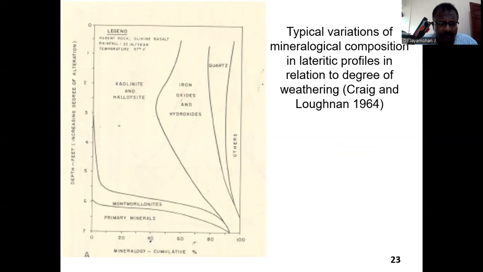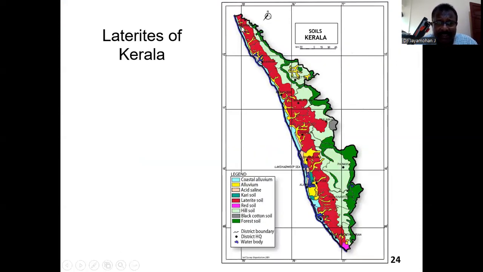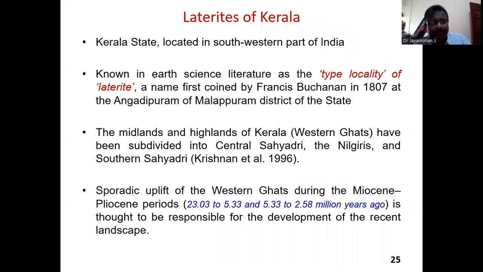Now this figure shows the typical variations of the mineralogical composition in laterite profiles in relation to degree of weathering. It was reported by Craig and Loughnan in the second half of the 20th century. And this is the distribution of laterite deposits in the state of Kerala. As you can see, it is distributed throughout the western coast of the state. Kerala is situated in the southwestern part of India, and it is referred to as the type locality of laterite.